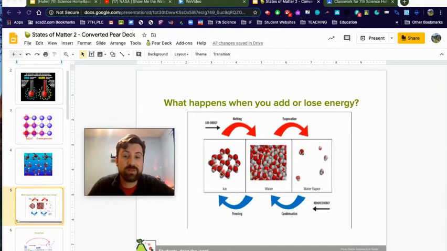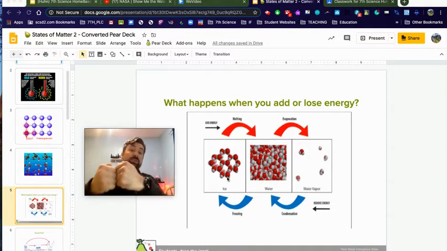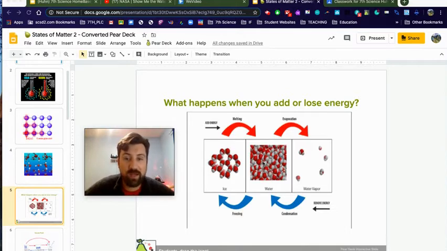So in ice, you can see that all the water molecules are connected together and they just kind of vibrate in place. They don't have that much thermal energy. Now, if you add energy, it's called melting, they actually start to slide around. So instead of vibrating in place, they start to move around each other. They have more movement. They're still touching, but they can move around.